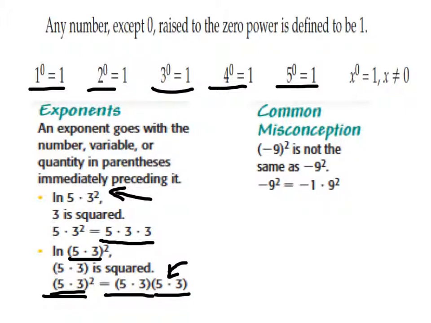And then another common misconception is that the quantity of negative 9 raised to the second power is not the same as negative 9 squared. What we need to know is that it's basically taking the base 9 and squaring it, then multiplying it by a negative 1. That's what happens without a parenthesis. With a parenthesis, it's the base twice. And that's something that we'll work on in the future.